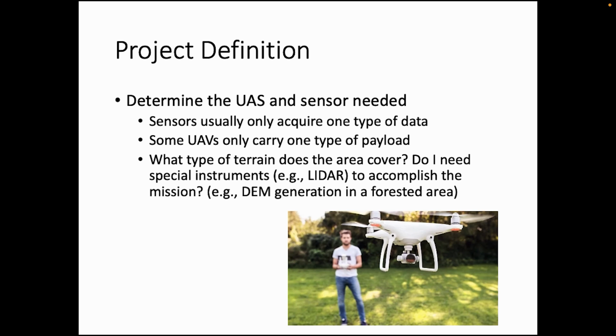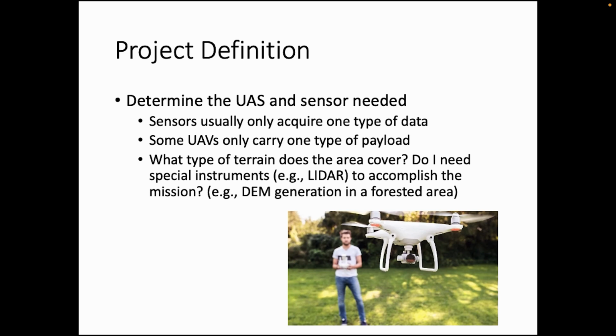For the UAS itself, that's obviously probably going to be your most limiting factor because I'm sure most of you are not going to have many different UAVs to choose from, and so you're going to have to work with what you have. If you're doing photogrammetry, obviously that's a regular camera. If you're doing LiDAR, you're obviously going to need a LiDAR sensor, and so what you have is going to determine what you're able to do.